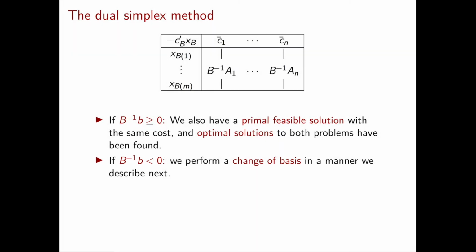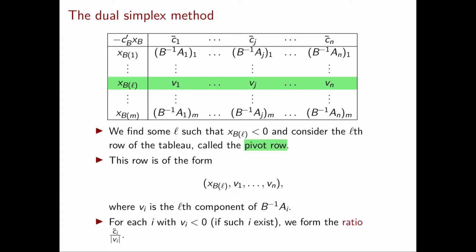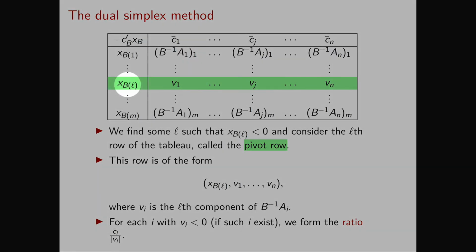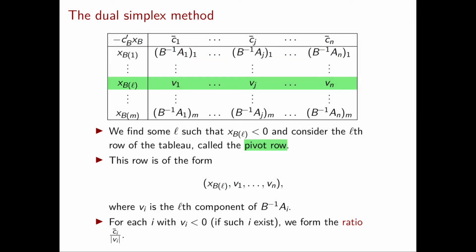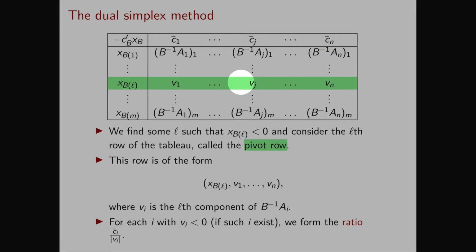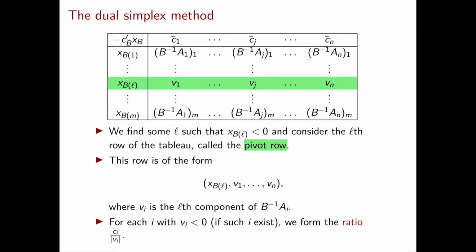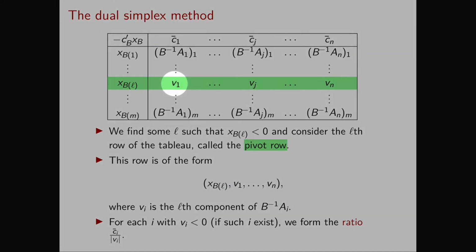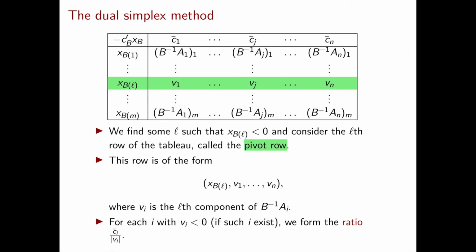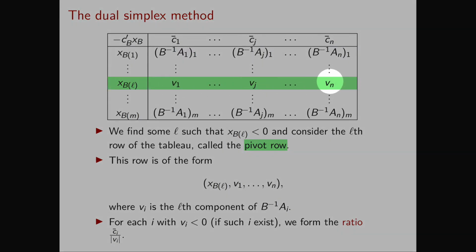In this case, we need to perform a change of basis. To perform a change of basis, we find some index l such that x_B(l) is strictly negative. Then we look at the l-th row of the tableau, which is called our pivot row. The entry in the first column will be the l-th component of B inverse A_1, and so on and so forth. This row contains all the l-th components of the vectors B inverse A_i. Let's denote these components by v_1 until v_n.